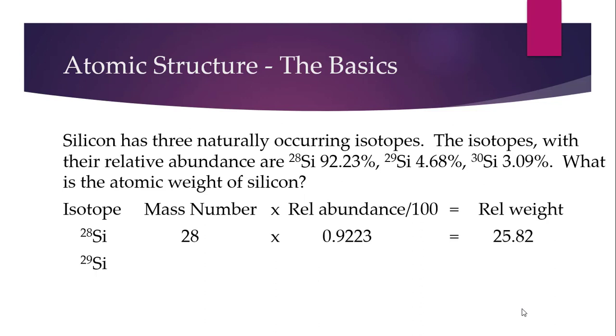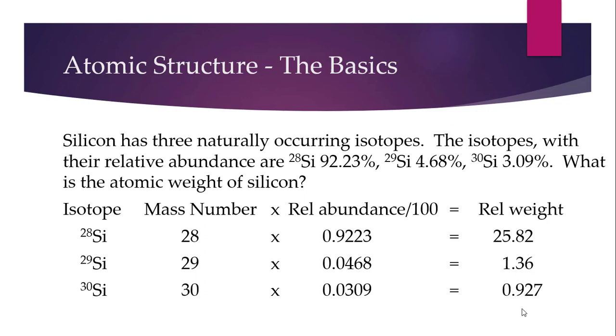We go to the next isotope, silicon-29. There's the mass number. There's the relative abundance divided by 100. When you do the math, that's the value you get. We go to the third isotope, which has a mass number of 30, relative abundance divided by 100 of 0.0309. Do the calculation, and we get this value. Add them all up, we get 28.107. Need a unit. I'm going to use grams per mole.